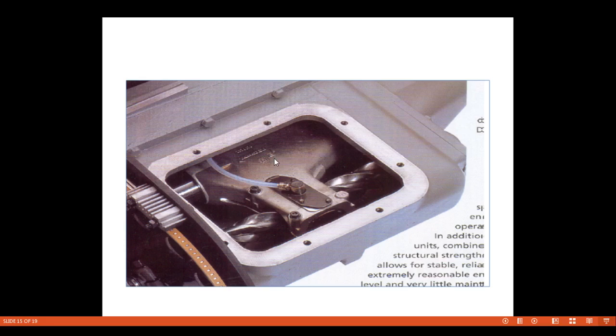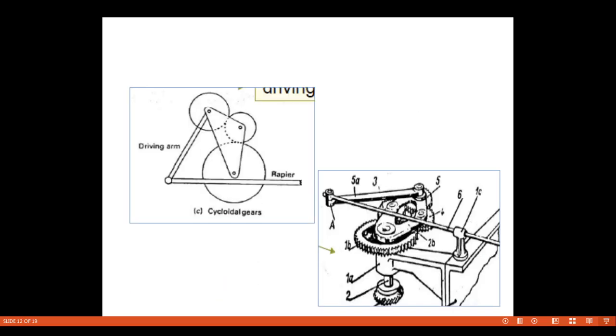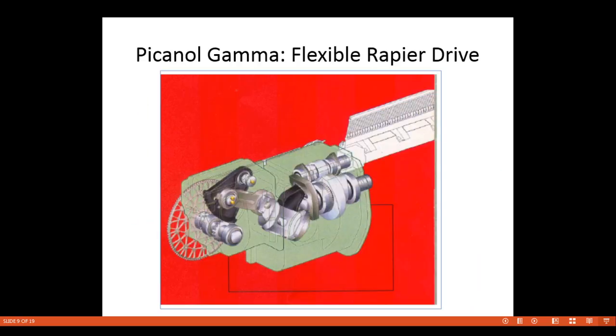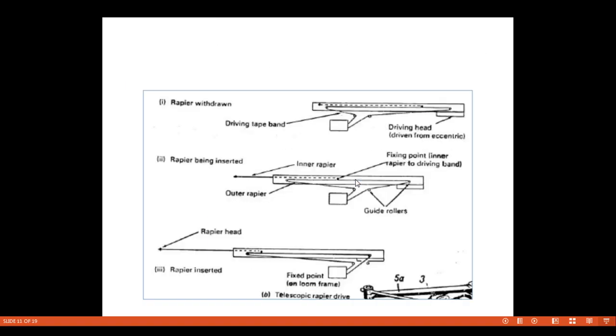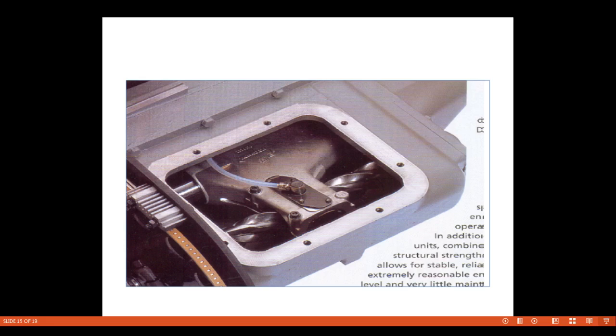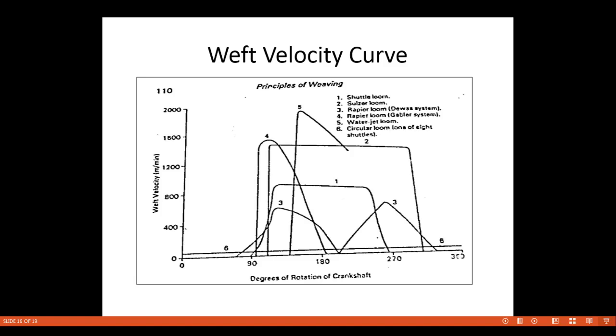So this schematic diagram we have seen in the backside figure. We can see here the figure of that screw drive. Here we can see from the main shaft, the lever is attached to the unit, and this unit is moving forward and backward, and the screw is moving clockwise and anti-clockwise. The same unit I have shown here, you can see here. Okay, so this is the flexible rapier drive.